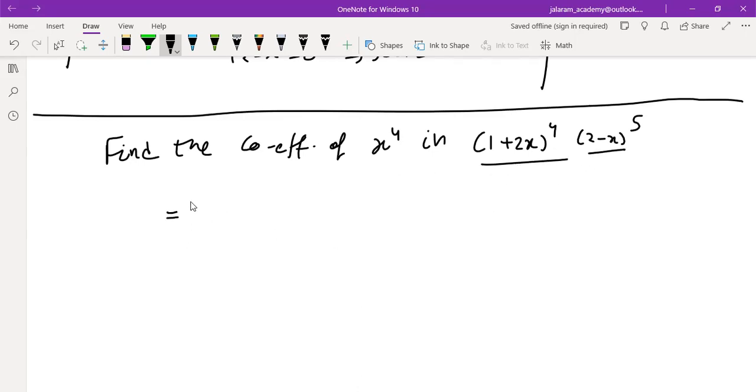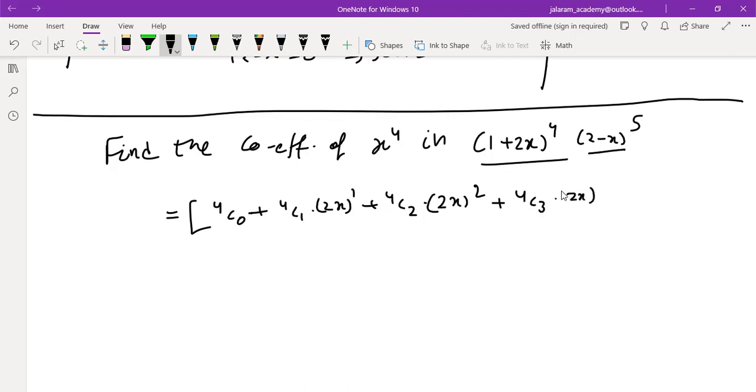So first of all, expand this (1 + 2x)^4. The first term is 4c0 plus second is 4c1 into 2x to the power 1. Third, 4c2 into (2x) square plus 4c3 into (2x) cube plus 4c4 into (2x) to the power 4.